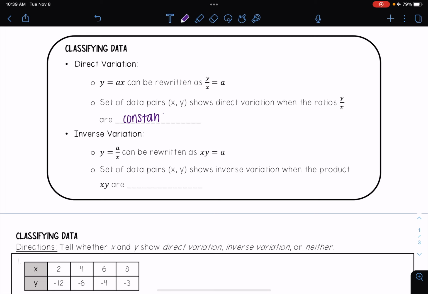So we can tell if we take all the data pairs and we take all the y's and divide it by the corresponding x that goes with them, and if that comes out to the same number, then that means that's going to be direct variation.